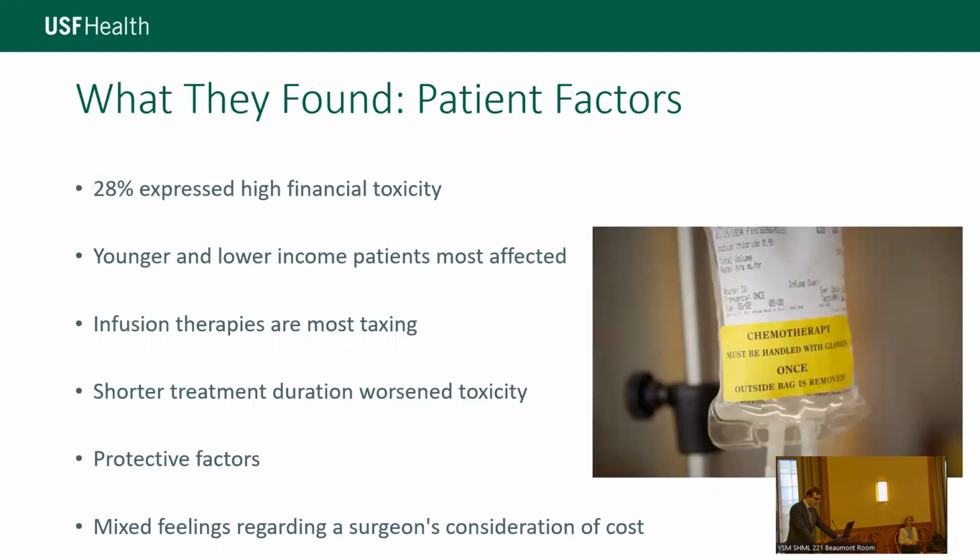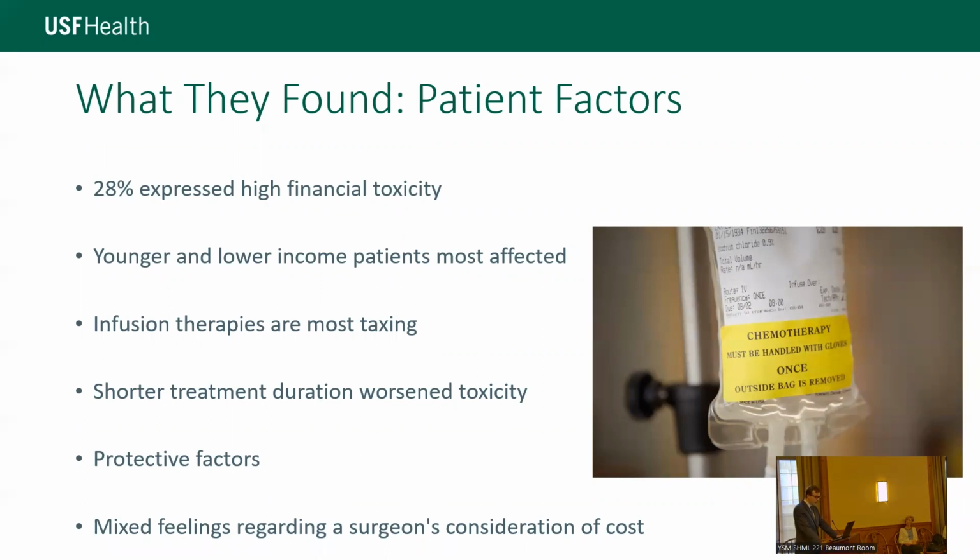And so what they found from a patient factor standpoint is that 28% of their patients expressed high financial toxicity, but 54% did, and sorry, I didn't define what they said was high financial toxicity. So a score of 24 or below was high financial toxicity, and above 24 was considered low financial toxicity. And so 28% expressed high financial toxicity, but 54% expressed some sort of financial struggle.